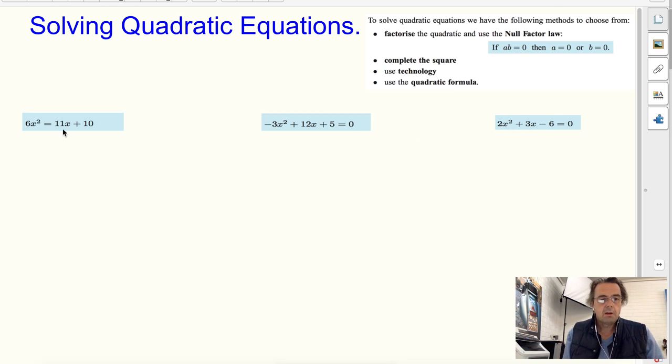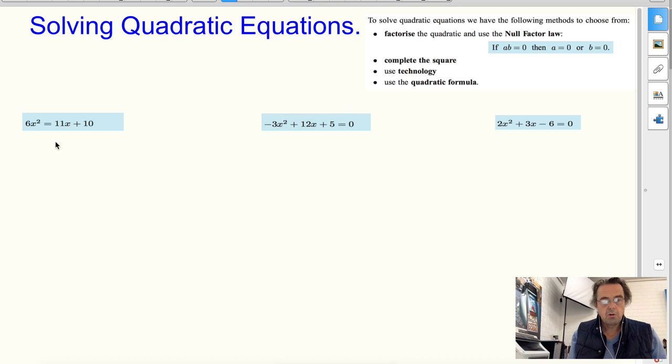So let's start. 6x squared equals 11x plus 10. We're going to factorize the quadratic and use the null factor law. So to do that, I'm going to make sure that the right hand side is 0 first. So I'm going to make it 6x squared take 11x, take 10 equals 0. So the 11x and the 10 both move to the left.